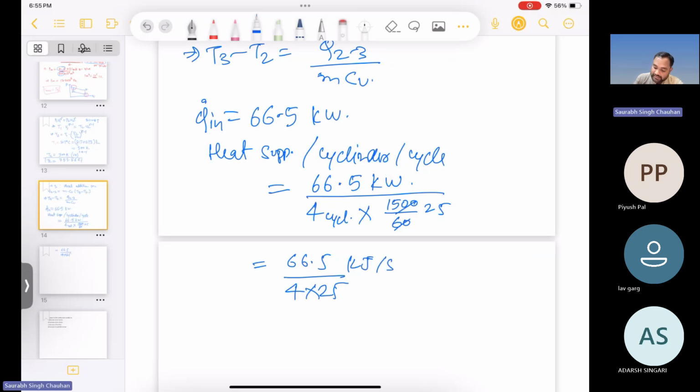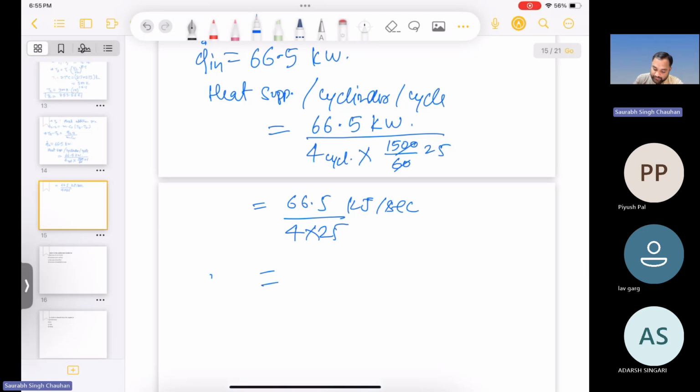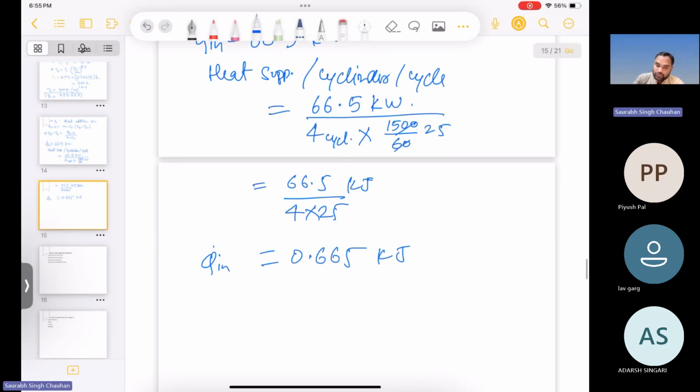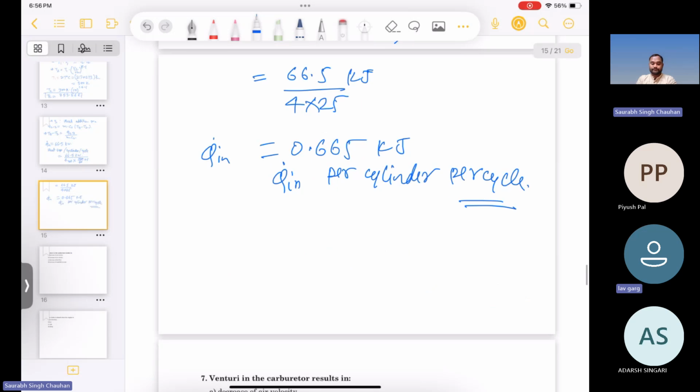Kilojoule per second, right? So this will come out to be 0.665 kilojoule. The second is gone from here; it was kilowatt, now kilojoule. So this is the heat supplied per cylinder per cycle, right? Correct, right? Yes, sir.